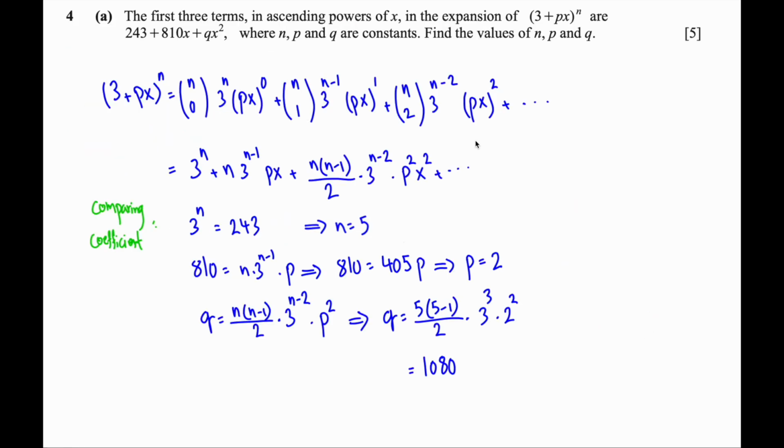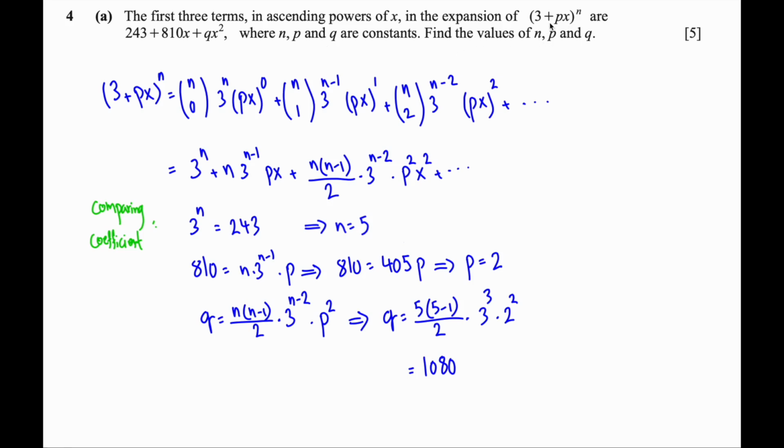Question number 4, part A. The first three terms in ascending powers of x in the expansion of 3 plus px raised to the power of n is this, and n, p, and q are constants, and we have to find the value of them.